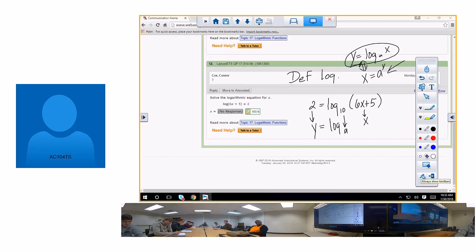So 6x plus 5, that's my x, is equal to what? A is 10, and y is 2. And now you've got a pre-algebra problem. So go ahead and finish it. 6x plus 5 is equal to 100. 6x is equal to 95. And x is equal to 95/6, which is the end.